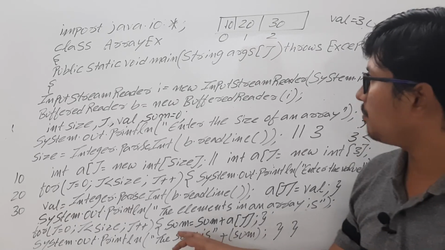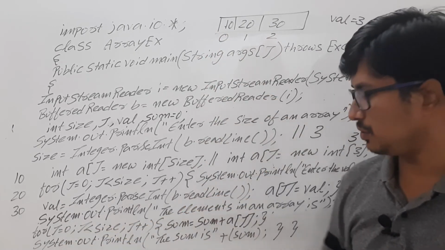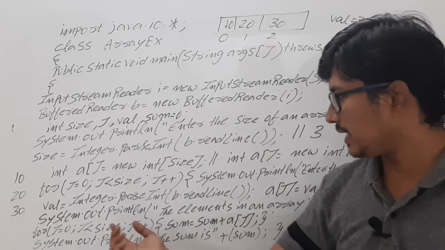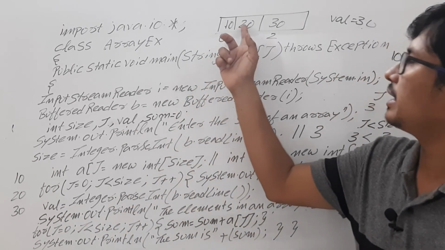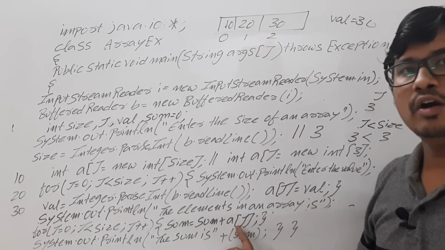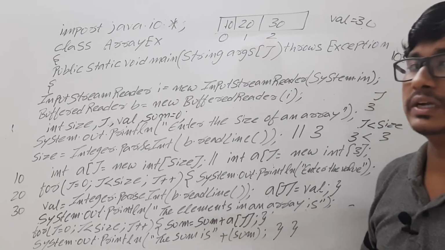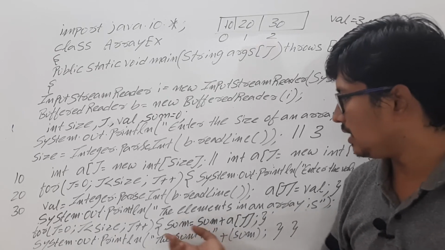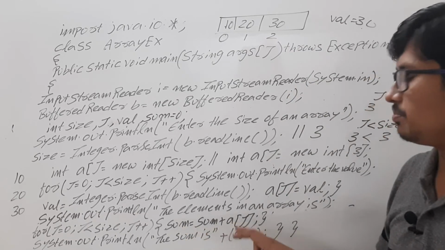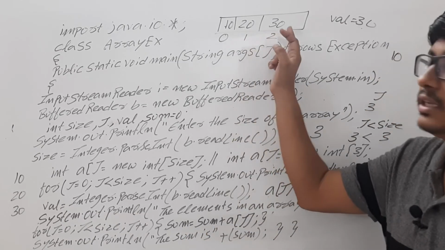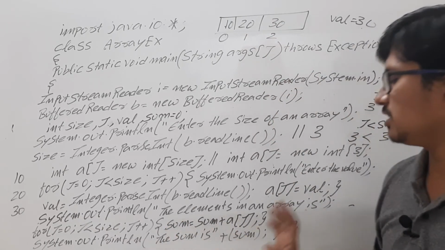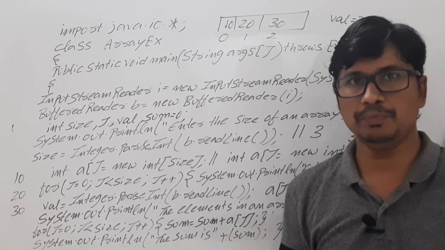So here what will happen? Initially j value is 0, so sum is equal to 0 plus 10, so sum will get the value 10. Next time j value will be 1, so at index 1 value 20, so sum is equal to sum plus a of 1, which is 10 plus 20, 30. Then j value will be incremented. Now j value will become 2, sum is equal to sum plus a of 2, 30 plus 30, 60. Now sum will have the value 60. That 60 will be displayed as an output. I hope you have understood.